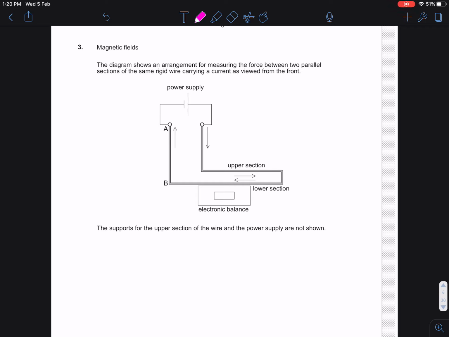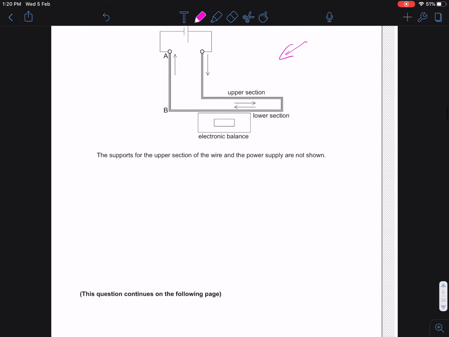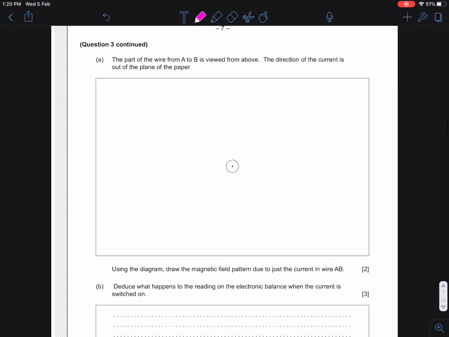Okay, this question is about magnetic fields, particularly a magnetic field flowing through a wire. I can only show you the one screen, so I'm going to move away from this diagram, but this is the diagram that you need to be using for this question. The actual questions are on the next page.